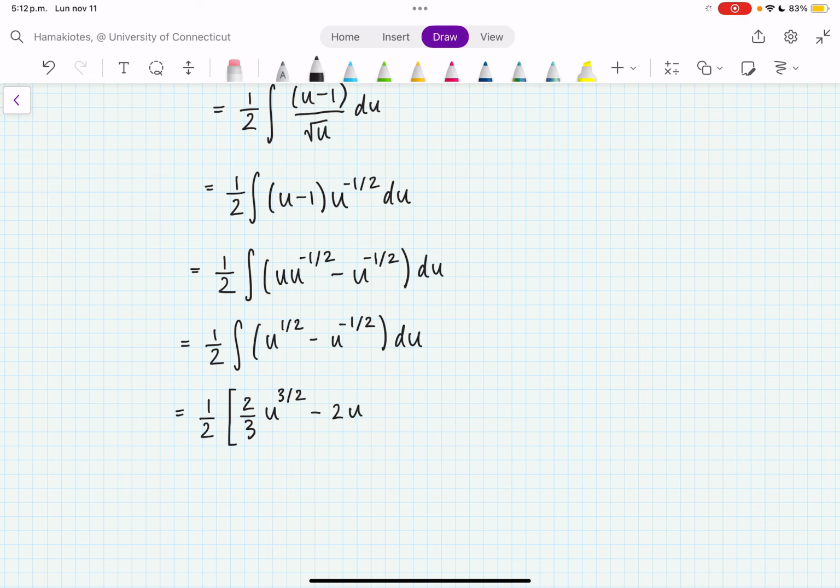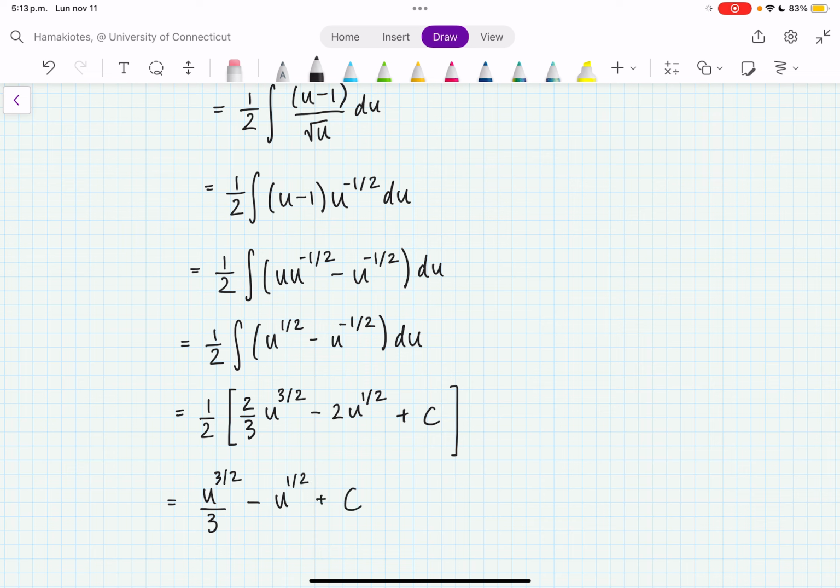Now I have this 1/2 on the outside that I can distribute. So now 1/2 times 2/3 gives me 1/3. So this is u to the 3/2 over 3 minus, now 1/2 times 2 times u to the 1/2 will just be u to the 1/2. Then 1/2 times c gets absorbed in the constant, so this is still plus c.